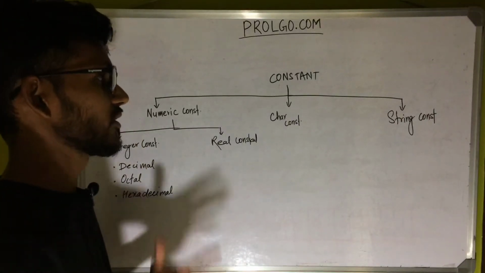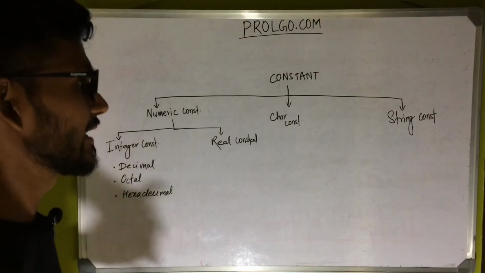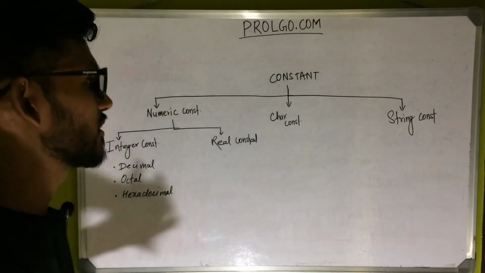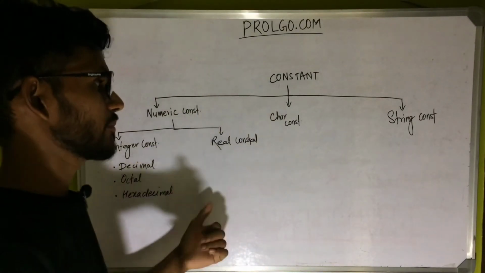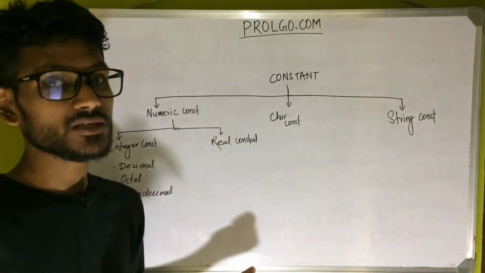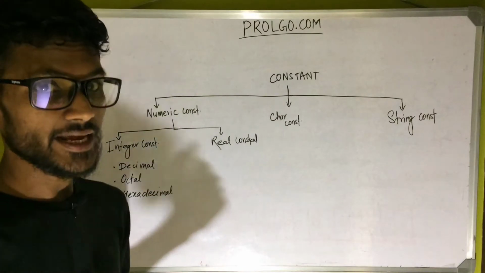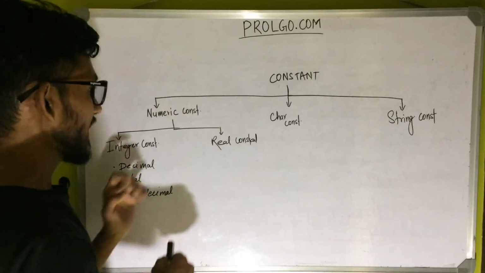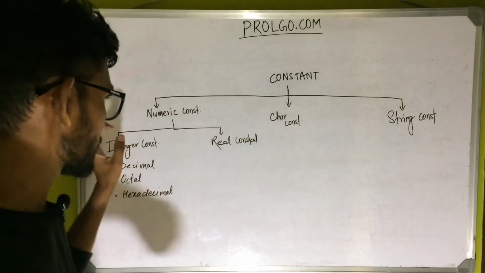Constants. As we all know since our school days, these are the values which will not be changed. In the same way in a program, once we have defined that something is a constant, it will not be changed with time. It will be fixed. So we have three types of constant.